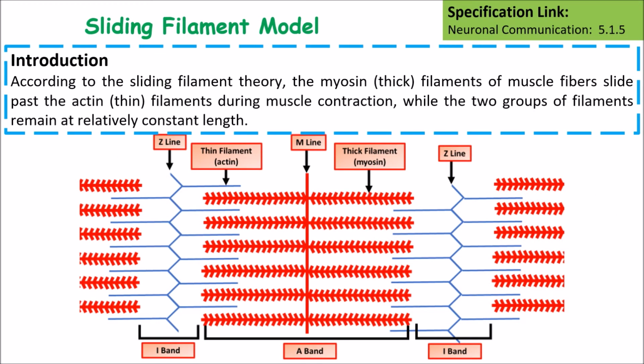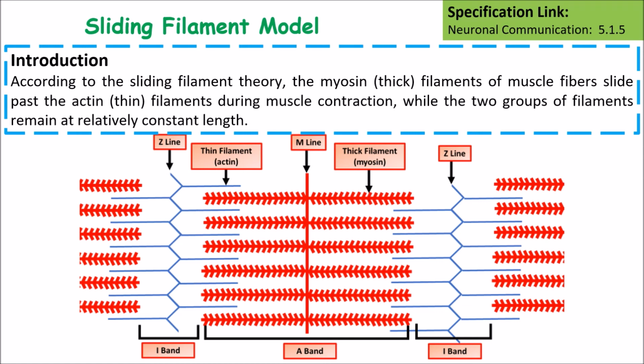So if we look at what this looks like, according to the sliding filament theory, the myosin, which is the thick filament of the muscle fibers, slides past the actin, which is the thin filament, during muscle contraction. So the two groups of filaments remain relatively constant length. And you can see from the diagram below, there are a few key features that if you're drawing this or asked to identify, you need to be able to recognize.